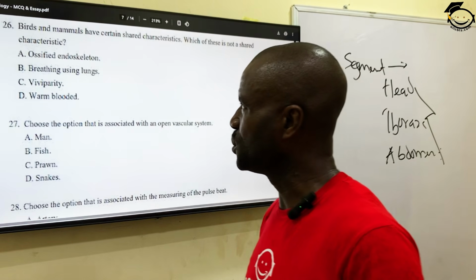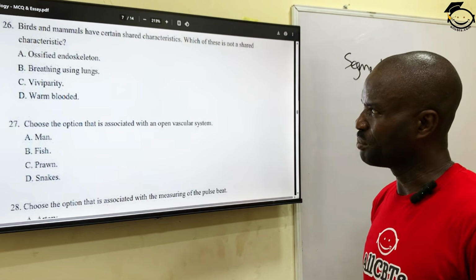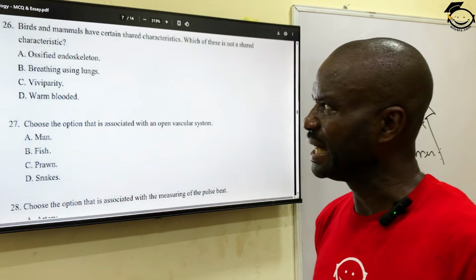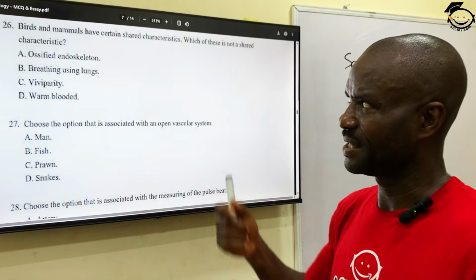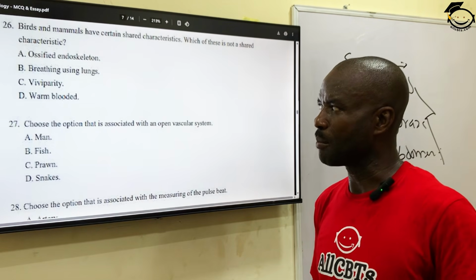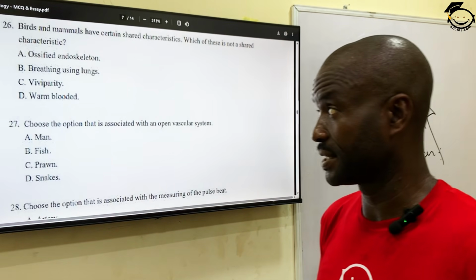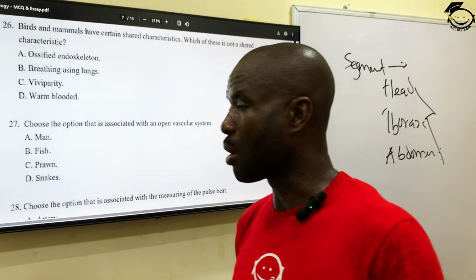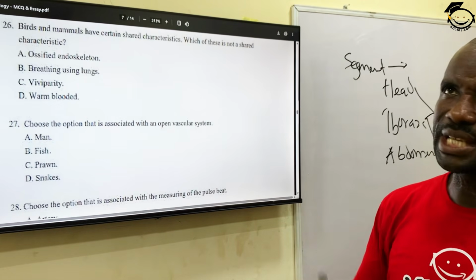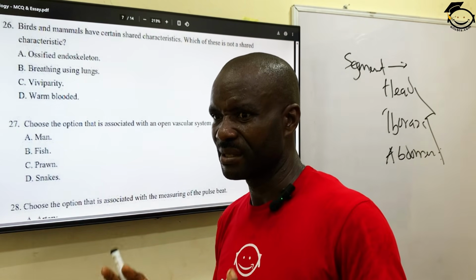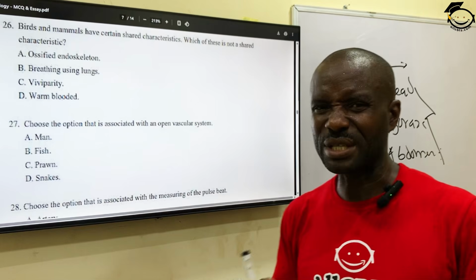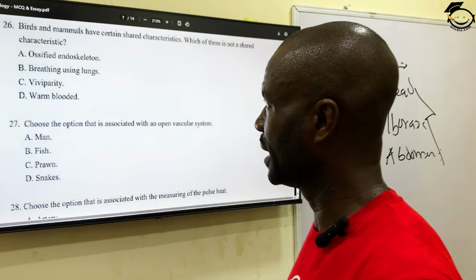B, breathing using lung. They both breathe using lung, yes. C, viviparity, meaning they both lay egg. Birds lay, but mammals don't lay egg. Then D, they are both warm-blooded animals, which is correct. We call them homeothermic animals. They have constant body temperature, so they are called warm-blooded animals.